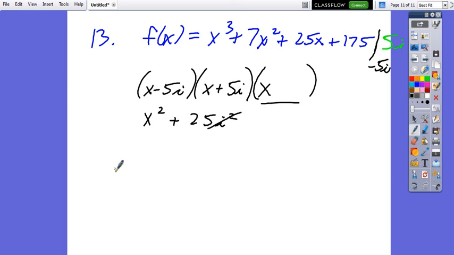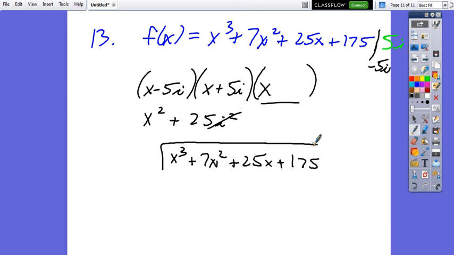That's part of my polynomial. And then I've got this other part that I'm multiplying by that gives me this stuff. How am I going to find the rest of that stuff? I'm going to use long division. I know it's a pain, but it's easy. All right, so I'm going to take this polynomial, divide it by this, and that'll give me my remaining factor. So let's do it. x cubed plus 7x squared plus 25x plus 175, all of that gets divided by x squared plus 25. Okay? And we'll just pause there for a second.